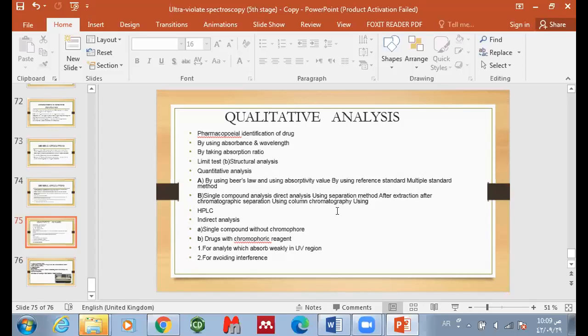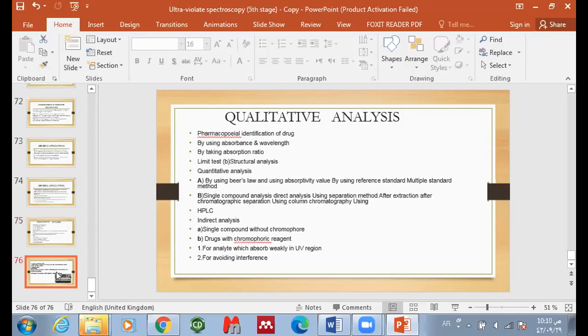So the question here: if we have a compound without chromophore, how can we know or indicate its structure? In this case, we have to choose the HPLC technique. So the HPLC technique is another side for detecting compounds without chromophore. I have to delete this because it is related to HPLC.